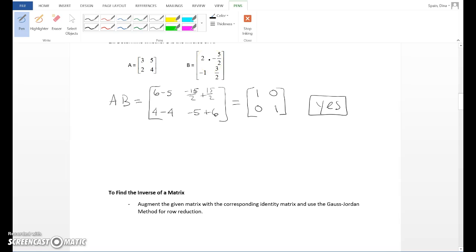That's all well and good if they give you the two matrices and ask whether these are inverses. All you do is multiply them and see if you get the identity matrix. If one of these entries were different, you would say no, they're not.